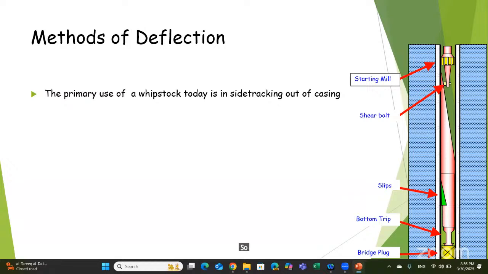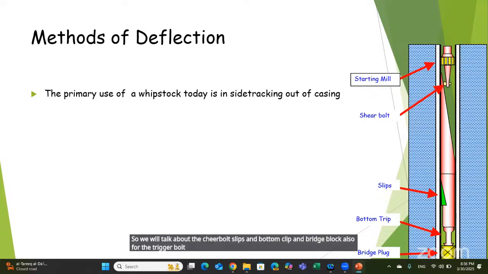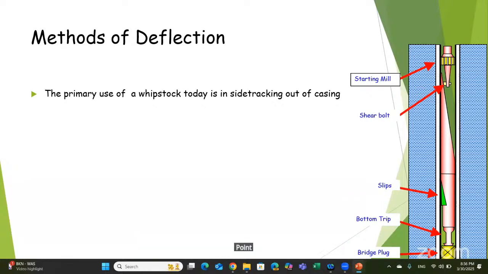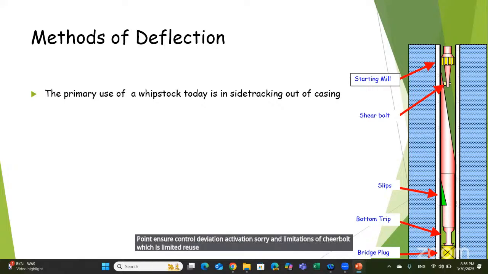So we will talk about the shear bolt, slips, bottom trip and bridge plug. The shear bolt is a mechanical fastener designed to break at a predetermined force, allowing tool activation. Its advantages are a predictable failure point and controlled activation. Its limitation is limited reuse: once broken, the bolt must be replaced.